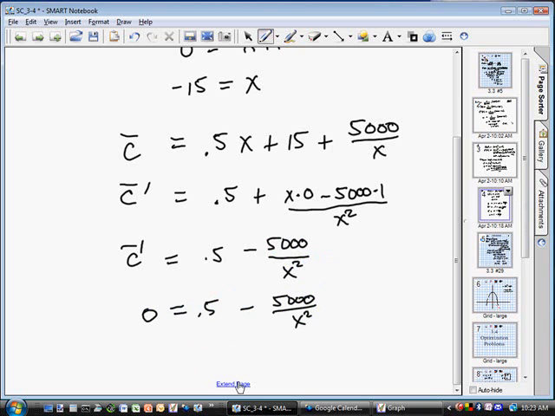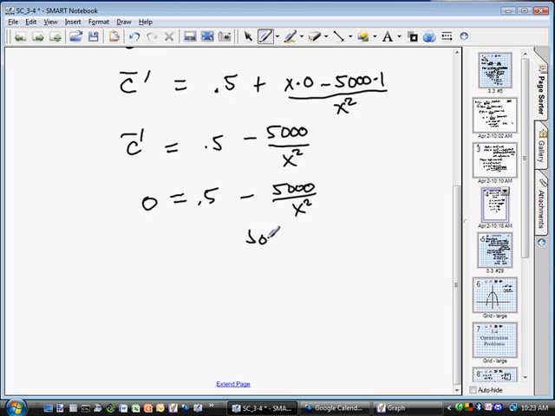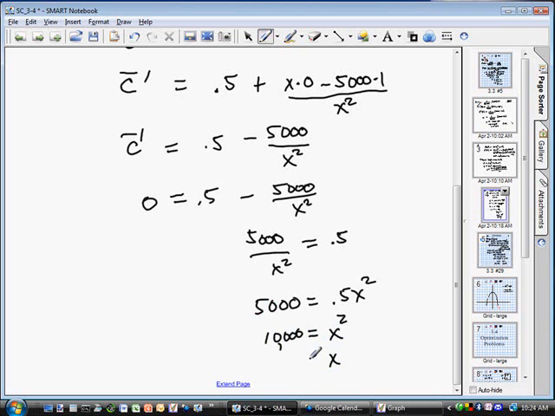Okay, so that would be when we cross multiply, divide both sides by 0.5. 10,000, and the square root of 10,000 is 100, right? How does that look for the answer?